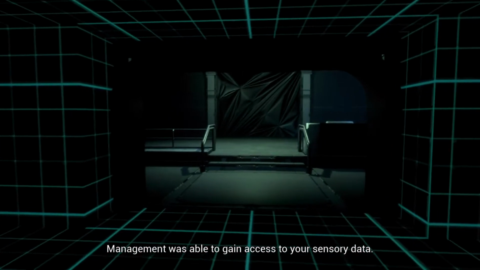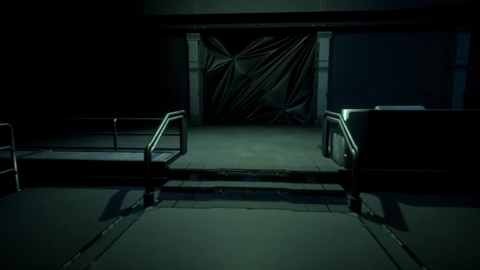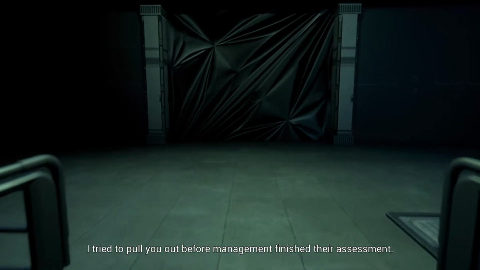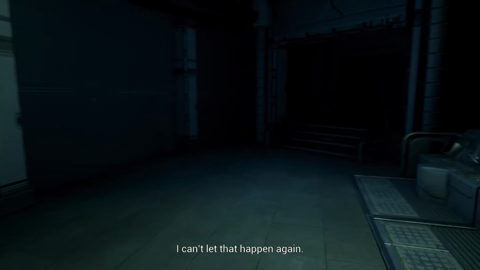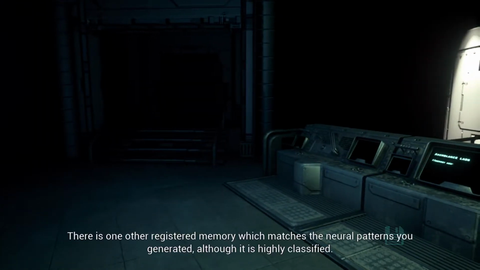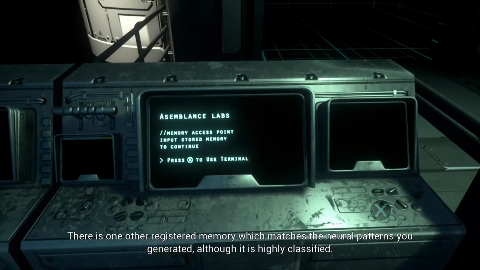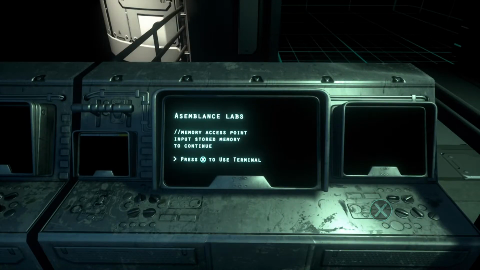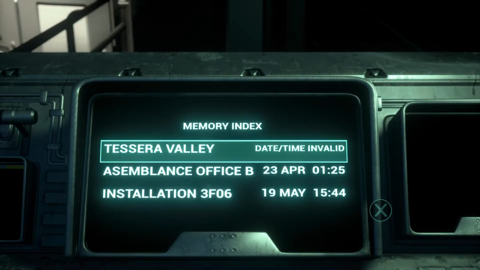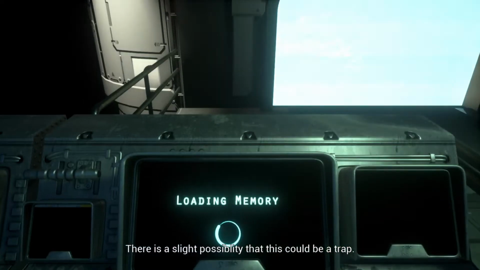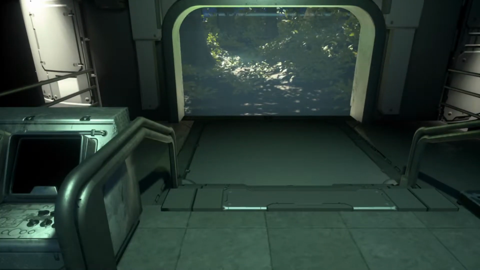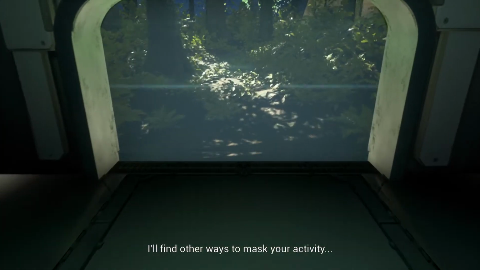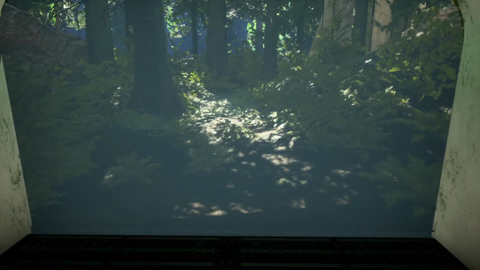This can't be good. Management was able to gain access to your sensory data. I tried to pull you out before they finished their assessment. I can't let that happen again. There is one other registered memory which matches the neural patterns you generated, although it is highly classified. There is a slight possibility that this could be a trap. I'll find other ways to mask your activity. To keep you safe.